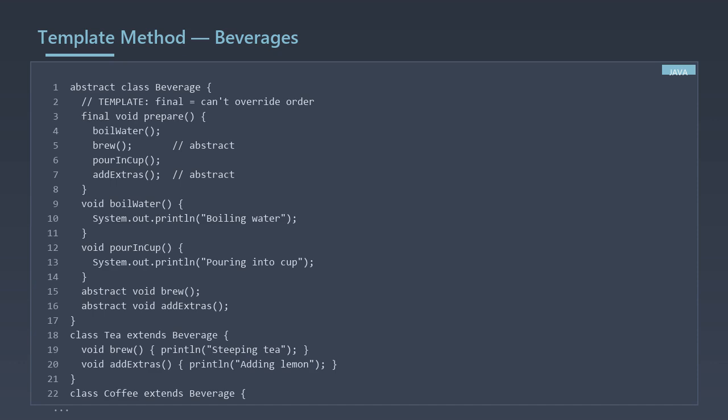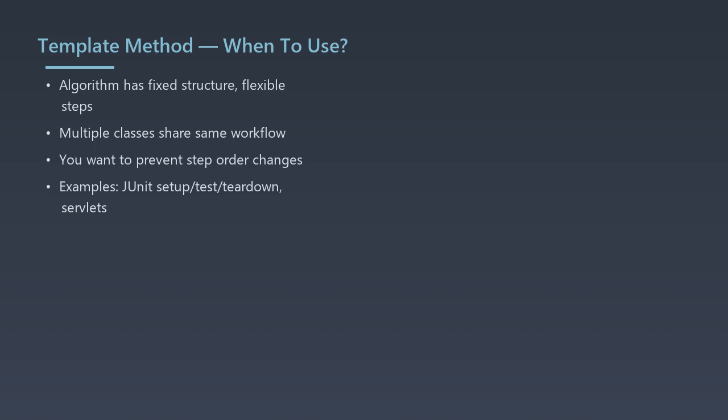Want to make hot chocolate? Extend beverage, implement brew and add extras. The skeleton never changes. You can't accidentally mess up the order. That's the guarantee. Use template method when you have an algorithm with fixed steps but some steps vary between implementations. JUnit is a perfect example: setup, run test, tear down. The order is fixed. You only override the specific test. Java servlets: the service method calls doGet or doPost based on the request type. You override doGet, not service. Frameworks love this pattern. Anywhere you want to say, here's the recipe, just fill in your part, that's template method.